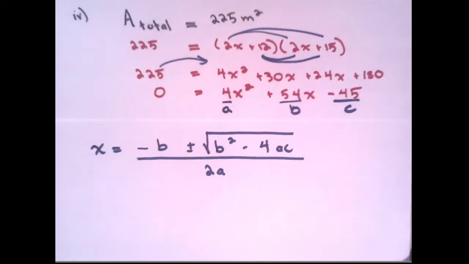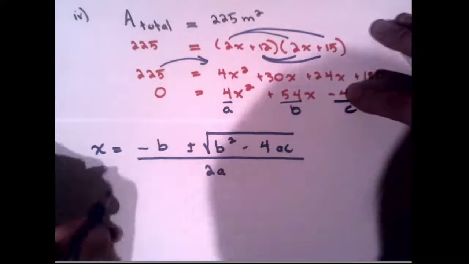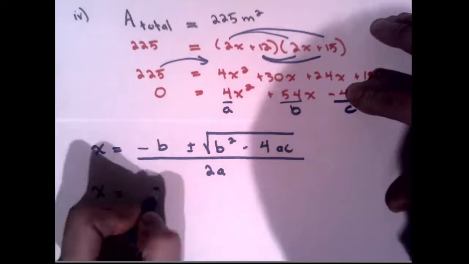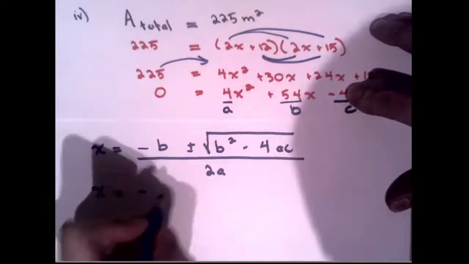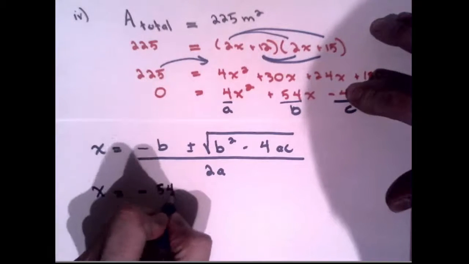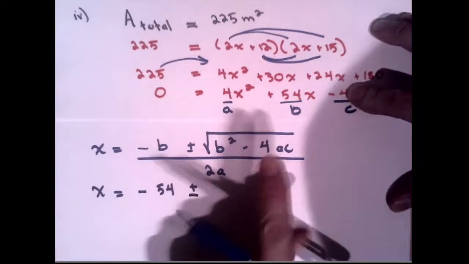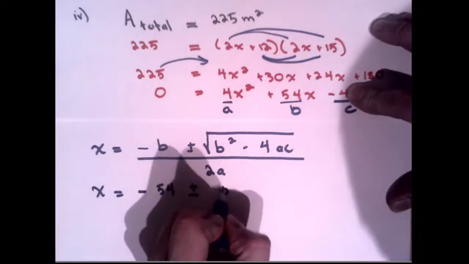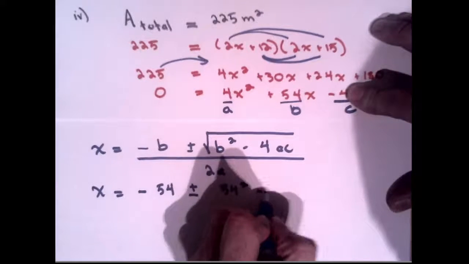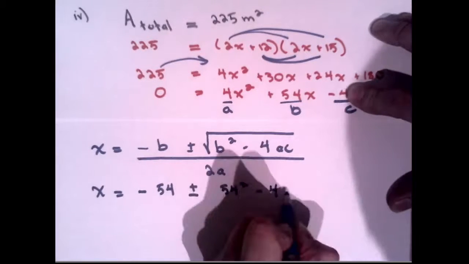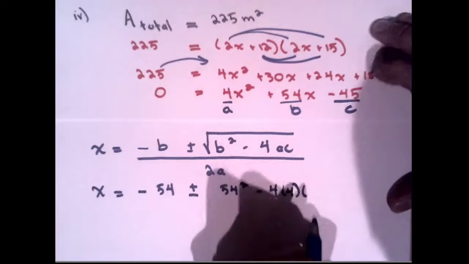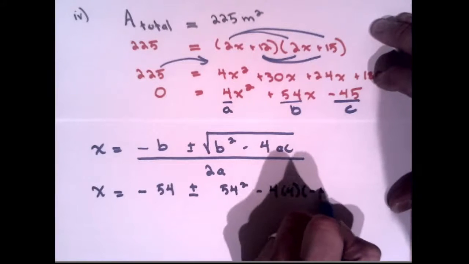Okay, so let's substitute. b is 54 plus or minus. Okay, put the square root after. So b squared, that's 54 squared minus 4. And what's my a value? 4. C is minus 45.